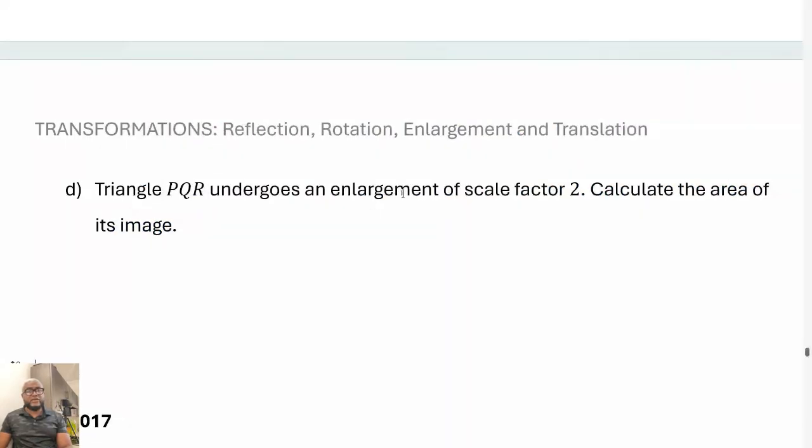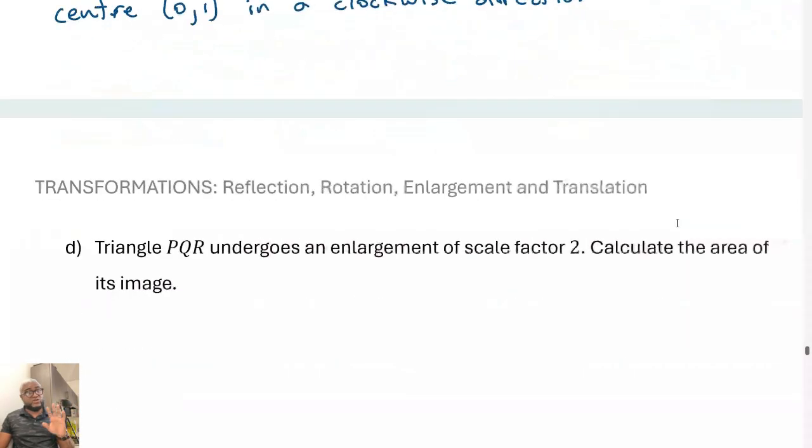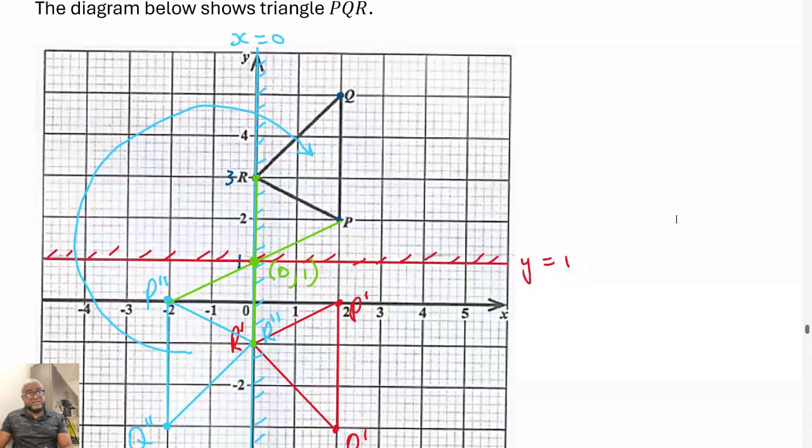Triangle PQR undergoes an enlargement of scale factor 2. Calculate the area of its image, right? Now, they did not ask us to draw the enlargement. But if it undergoes an enlargement of scale factor 2, let me check the triangle here.